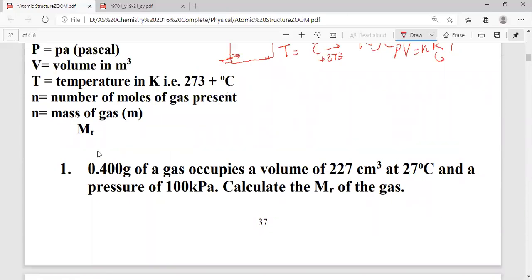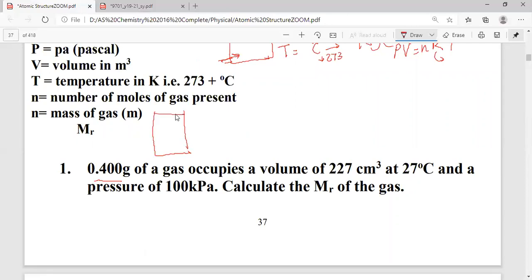0.400 g mass of a gas occupies the volume of 22.7 cm cube at 27 degrees centigrade and a pressure of this. Okay, calculate the Mr. Now remember, for every question, draw a diagram. I tell you, it's a skill. Draw whatever that can be seen clearly. So what's the pressure here? The pressure is 100 kilopascals.